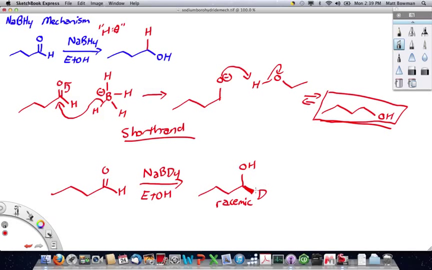If you wanted a hydrogen on this carbon and a deuterium on the oxygen, then you just need to make your hydride source sodium borohydride, and your deuterium source EtOD. And then in that case, your deuterium goes onto the oxygen. What goes onto the carbon is a hydrogen.